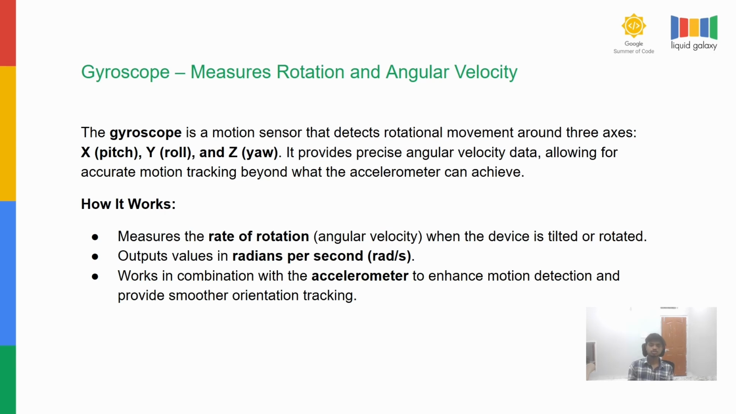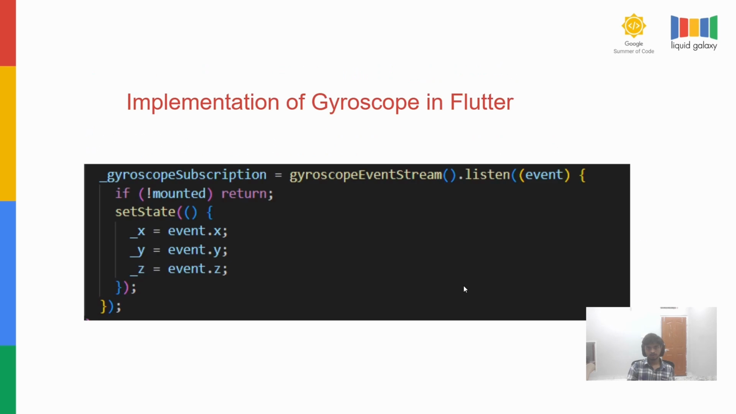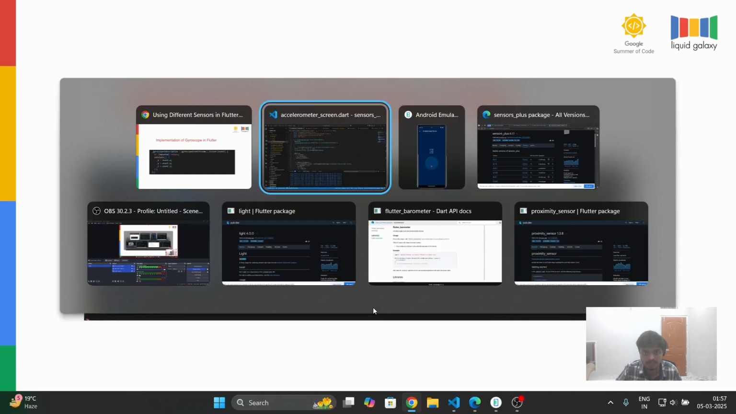So gyroscope is similar to accelerometer, but it is used to detect the rotational changes. It is used to detect the rate of rotation, that is the angular velocity, and it gives output in radians per second. So now let's quickly implement gyroscope too in our Flutter app.